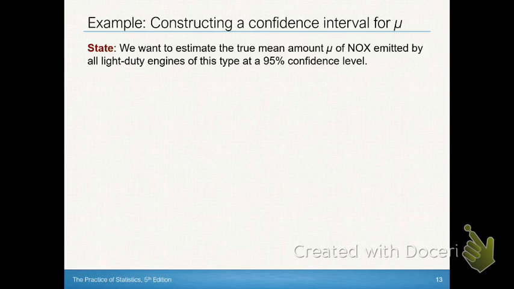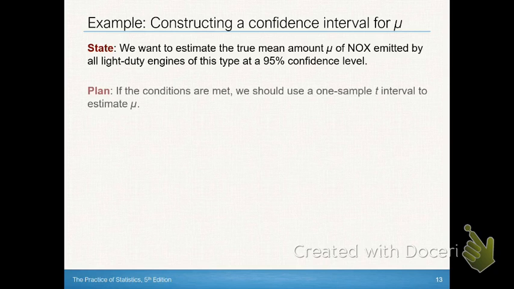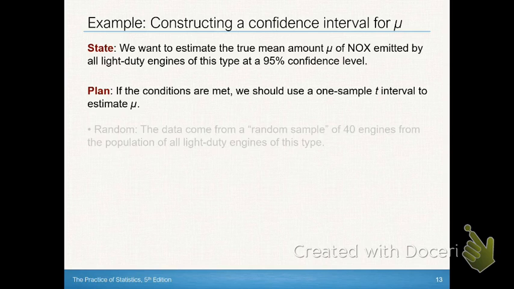So we're going to use our four-step process with our state, plan, do, and conclude. So first we have to state what we're doing, which is that we want to create the 95% confidence interval for the mean amount of nitrogen oxides emitted by this type of engine. For planning, we're going to check to make sure all of the conditions were met, and then we're going to do a one sample t interval.